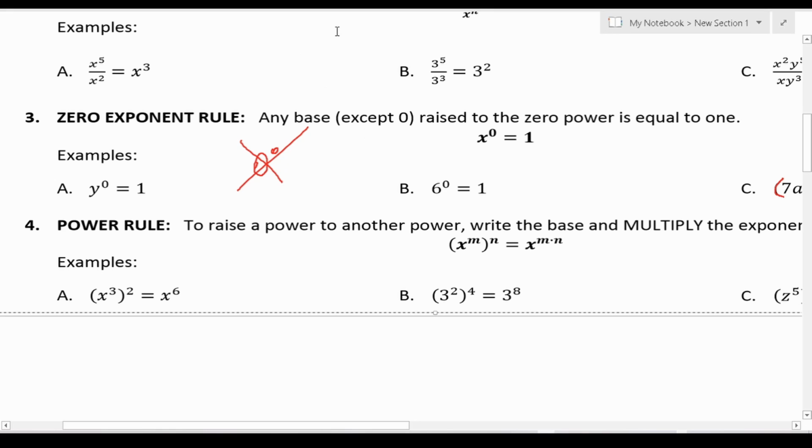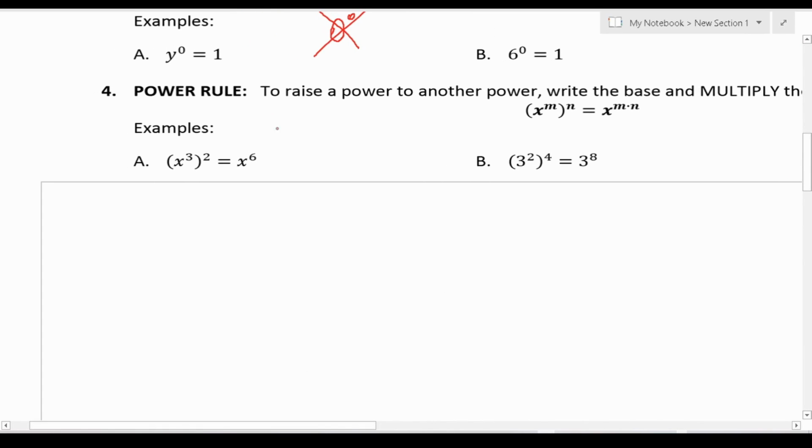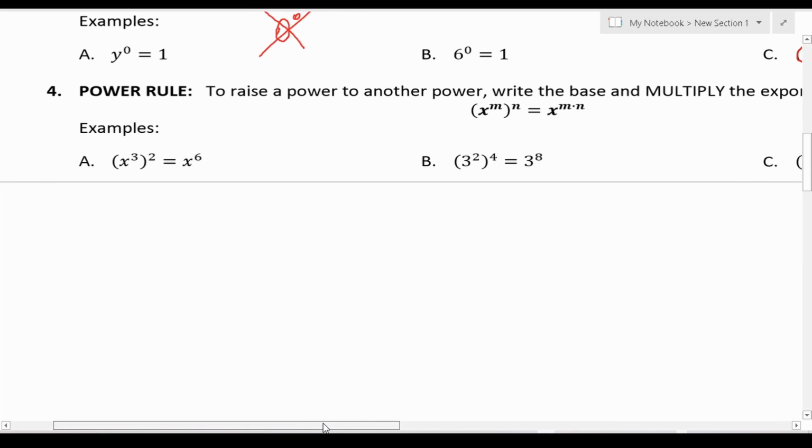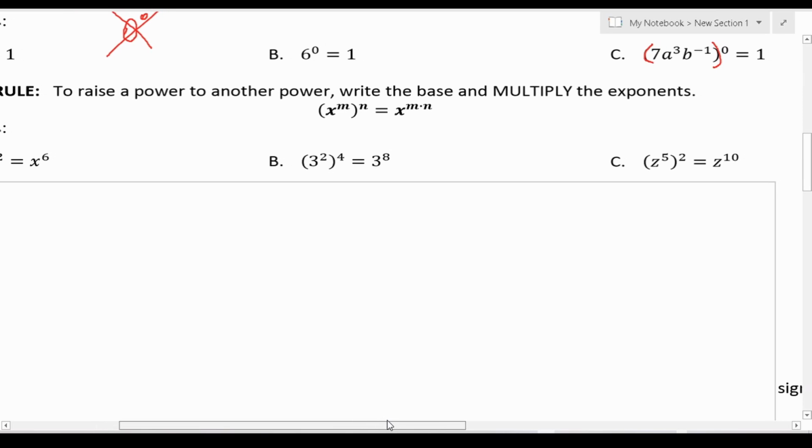In my opinion, the first 4 exponent rules are pretty simple. And then the next 2 are going to be slightly more challenging, but it's not going to be anything you can't handle. According to the power rule, to raise a power to another power, write the base and multiply the exponents. So in this case, we have base x to the m power raised to the nth power. So in this case, we write our base, x, and then we multiply our exponents instead of adding them.